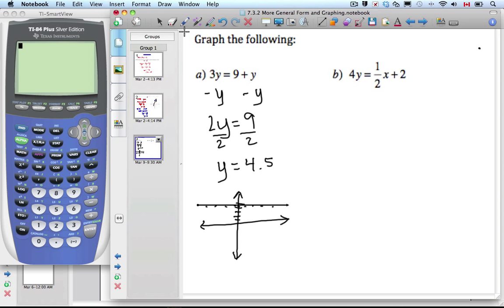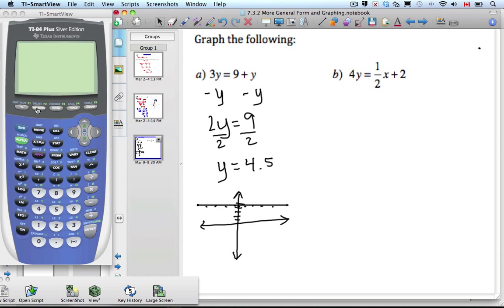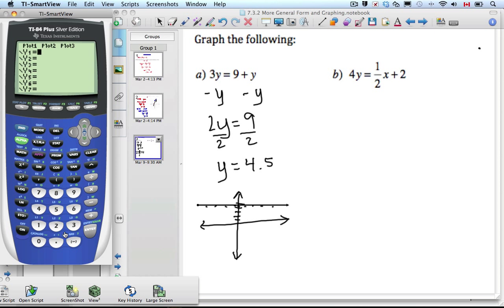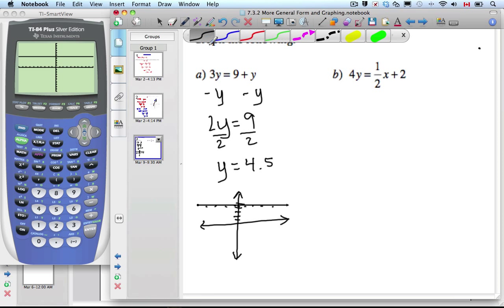Nice. There we go. We're getting better. Okay, now I want to check this because I maybe don't believe this. So I can go over here to my y equals and plug in 4.5 and hit graph. There we go. Horizontal line, and we notice with our horizontal lines we have a slope of 0. Yeah, our slope is 0.